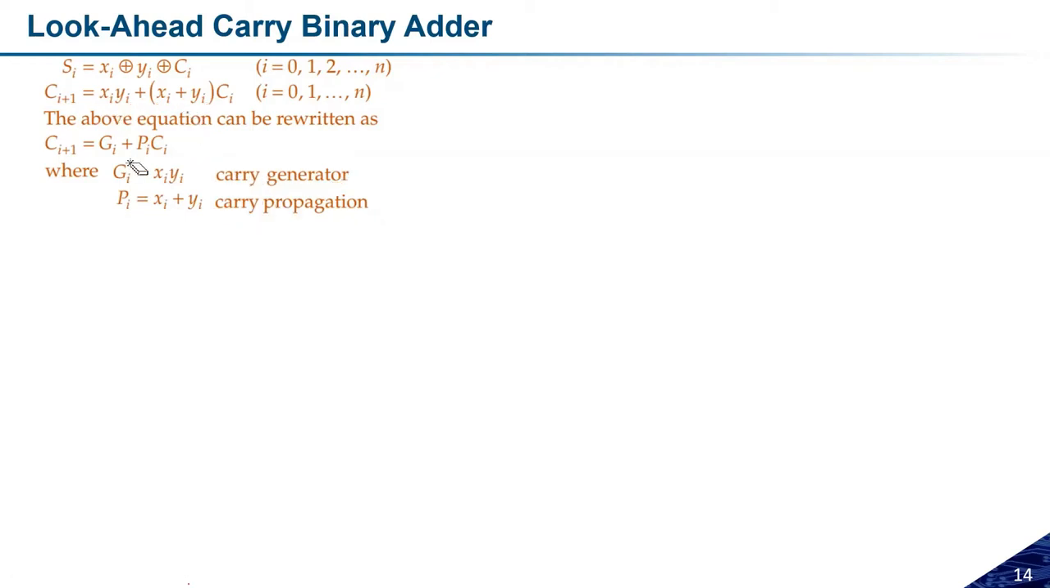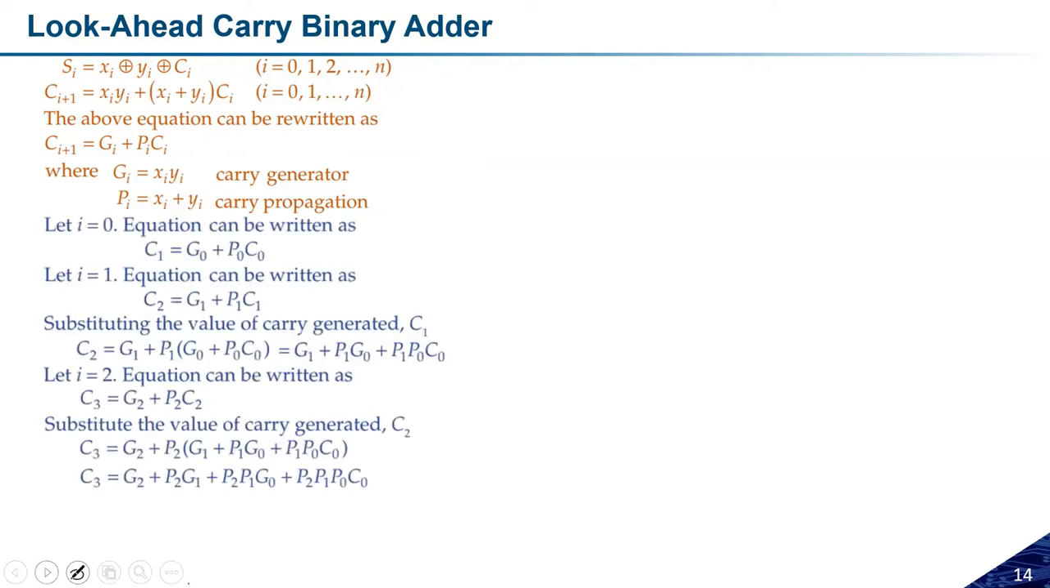Now let us see how to do this for 4 bits. What will the total delay be? Let's consider i equal to 0, then C1 will simply be G0 plus P0 C0. Simply, Ci is given by Gi plus Pi Ci. So C1 will be like this. If i is equal to 1, then C2 will be G1 plus P1 C1.